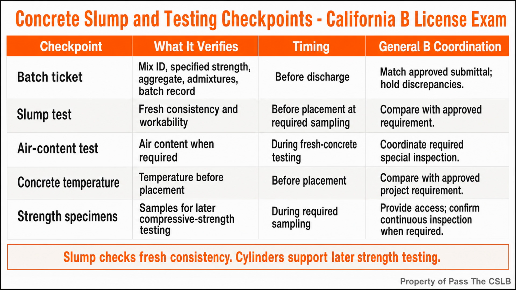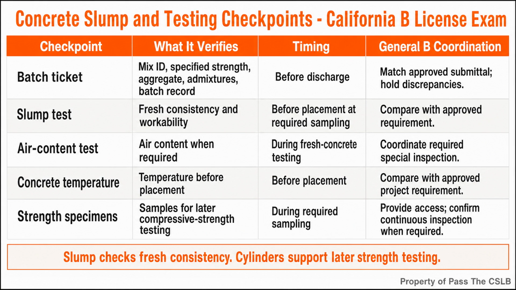I also want to separate observation from authority. A finisher can report that the mix feels stiff. A driver can explain what the ticket allows. A special inspector can perform and document required tests. A qualified design professional or other authorized party can determine whether a proposed adjustment remains within the approved mix. The superintendent coordinates that conversation and prevents the pour from moving faster than the decision. The ready mix truck should not become an automatic green light just because it arrived.